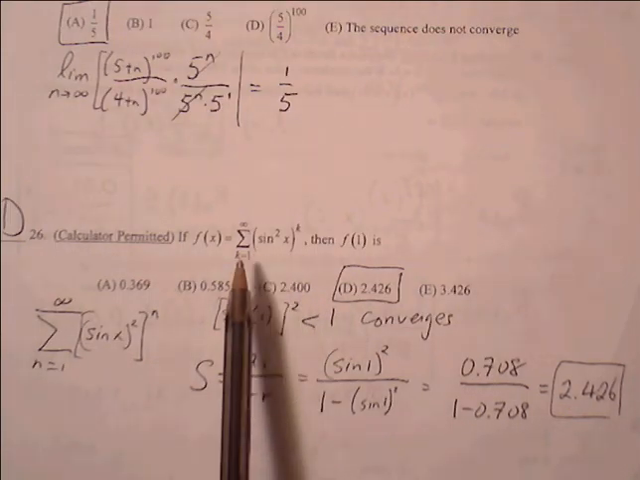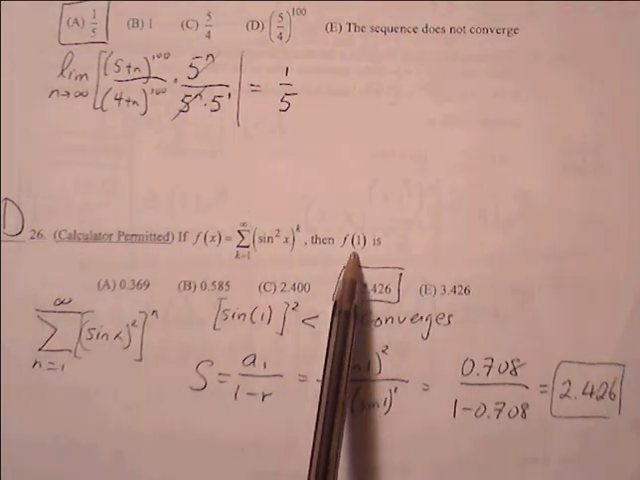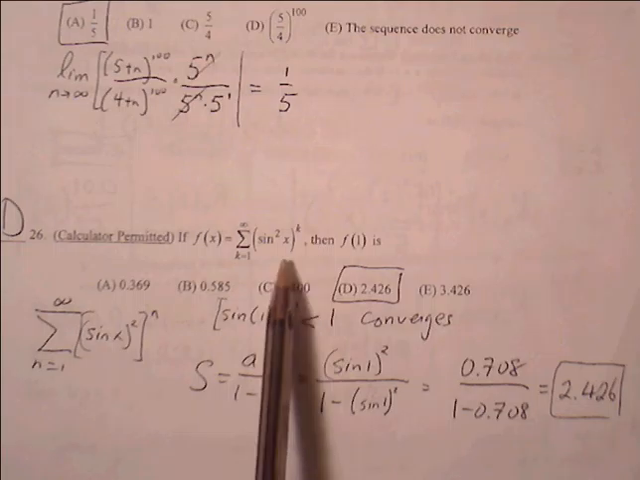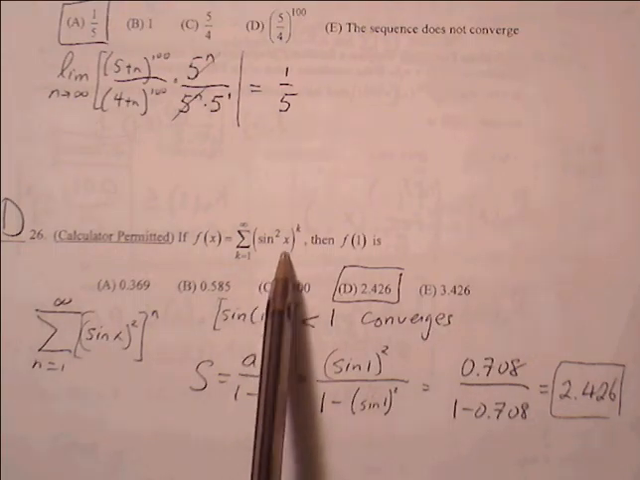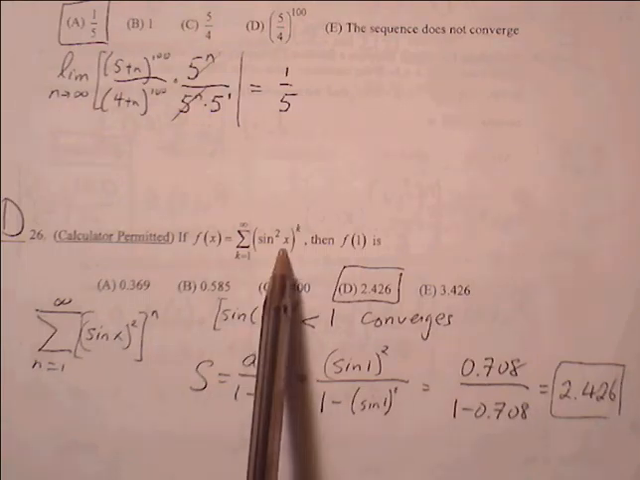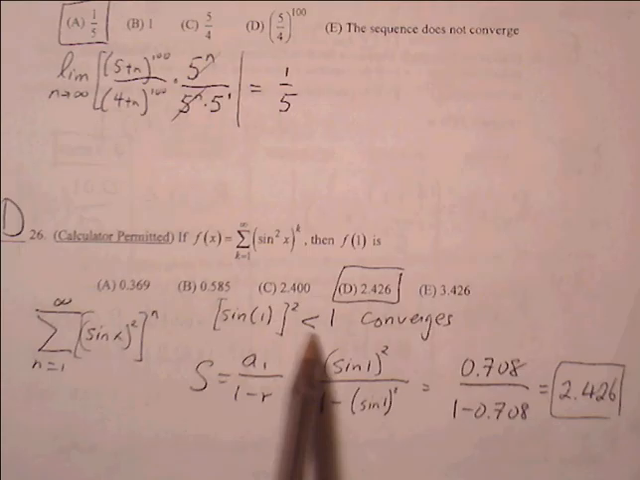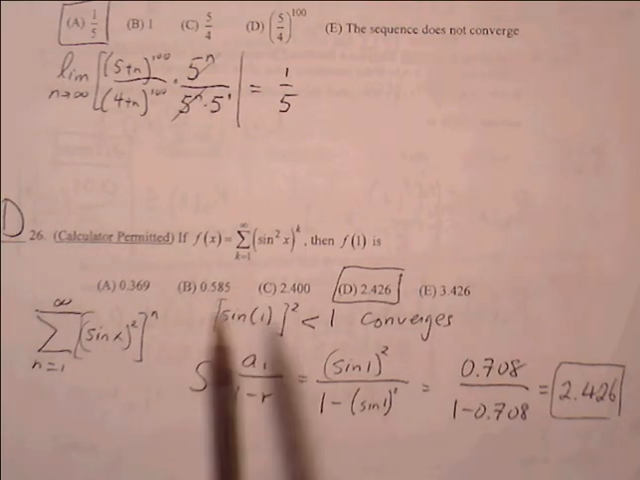Okay, so we have our series here, sine squared x to the k. What's f of 1 equal to? This is in the form of a geometric series. So as long as sine squared of 1 is less than 1, and it is, we know this series will converge because our ratio is less than 1.